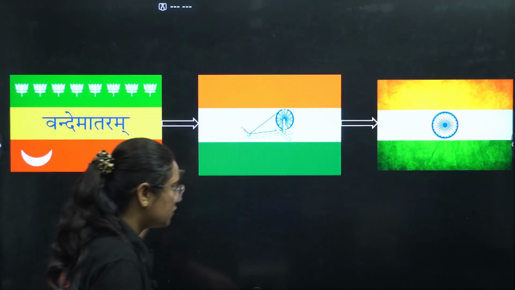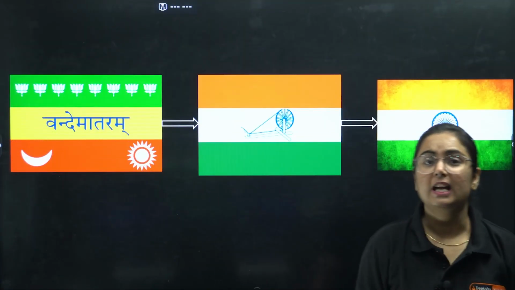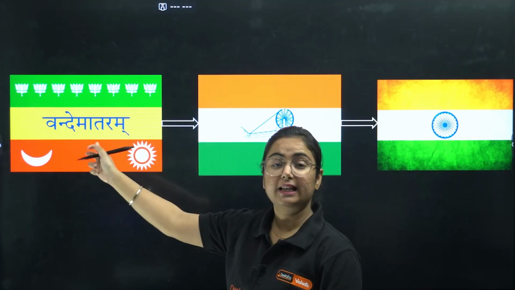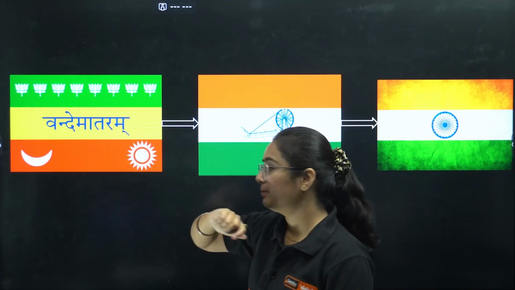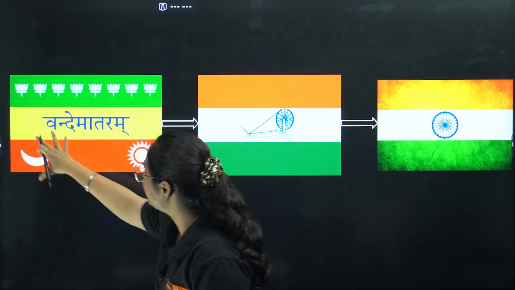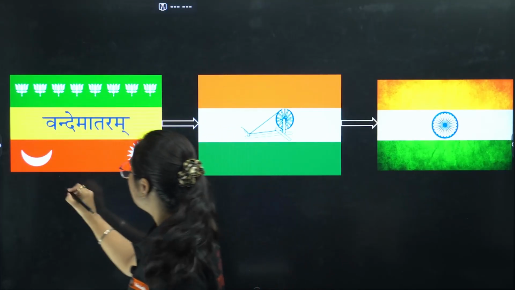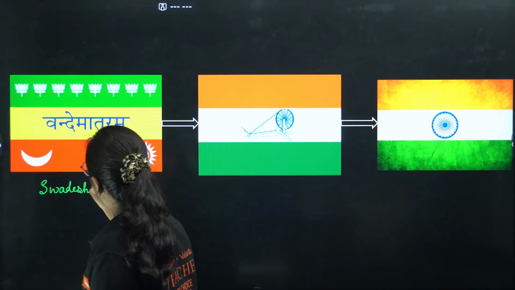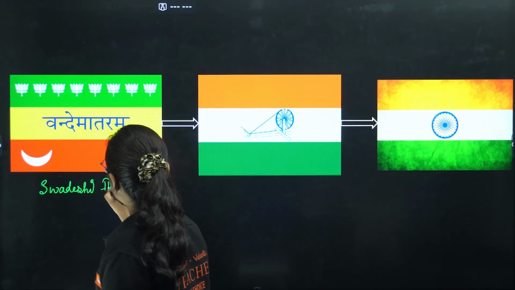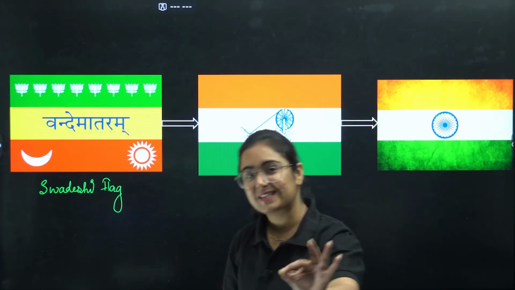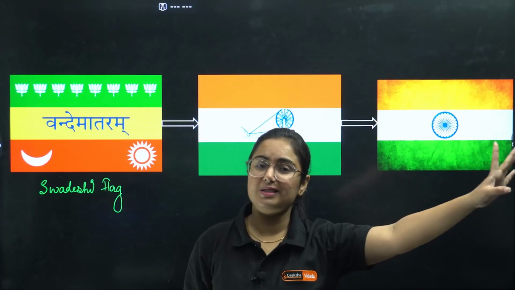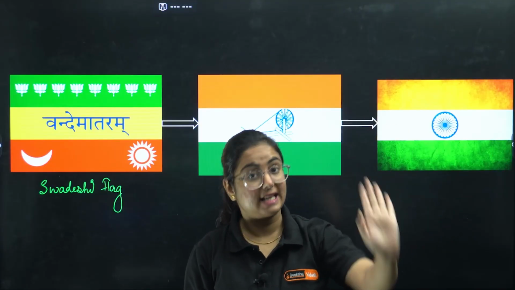See, this is the journey of the Indian national flag. Yes, it has a role. Basically, connect this, because this is very important from your exam perspective. See, this is the first flag of India, and we can call it the Swadeshi flag, because this flag was made during the time the Swadeshi movement started in India, that you have studied in class 8th.